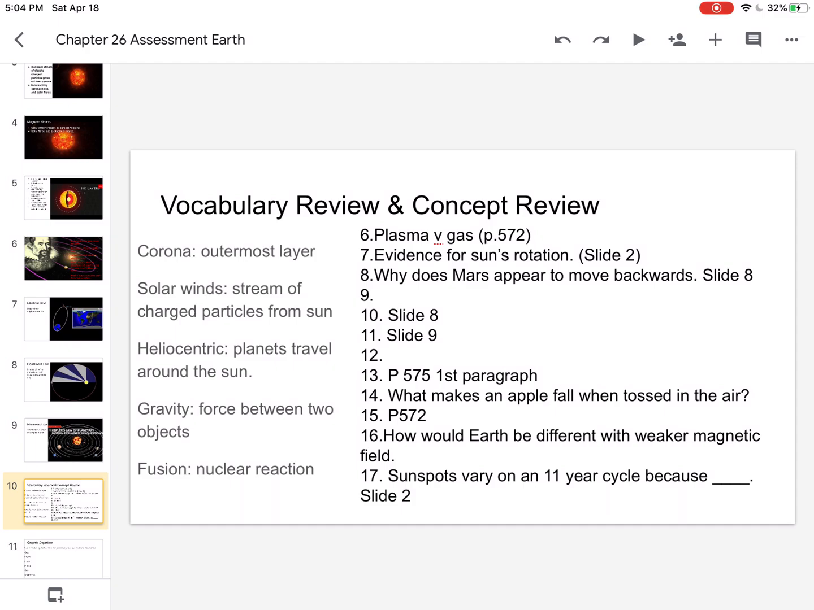That is how we are protected. So you can give some examples of how that would hurt species, and then also weather, climate, those kinds of things. Think of maybe global warming. 17, sunspots vary on an 11-year cycle because, and that was slide number 2.